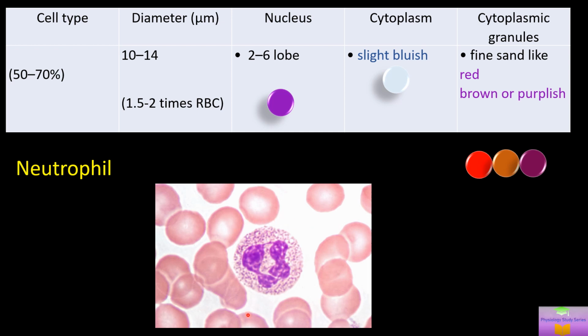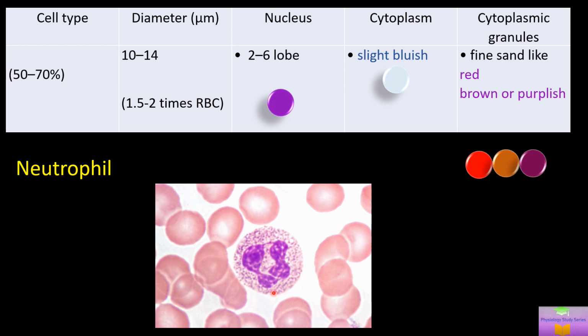Under oil immersion objective, a neutrophil is identified based on its nucleus. The nucleus in a neutrophil is divided into many lobes connected by chromatin threads. A neutrophil can have lobes between 1 to 7. And another striking feature of a neutrophil is its granules. The granules in neutrophils are fine sand-like red-brown granules or reddish-brown granules.